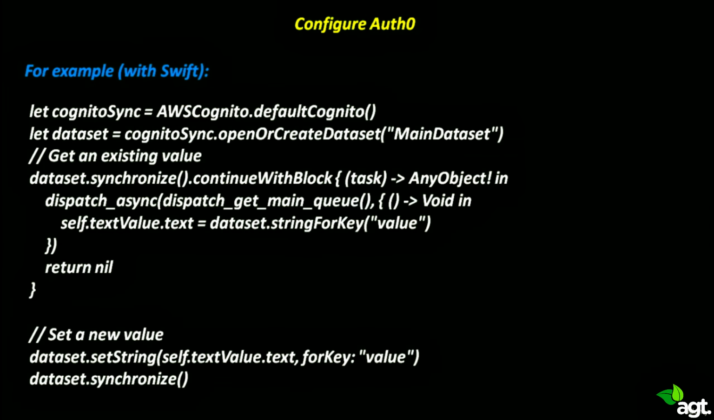For example, this is sample code I have given here, starting from let cognitoSync equal AWSCognito.default().cognito, and let dataset, and the dataset synchronize process, and dispatch asynchronous process, and the task returns nil. So setting a new value. This is sample code; you can check it out, for example, with Swift.